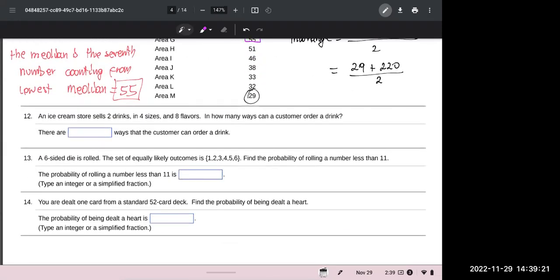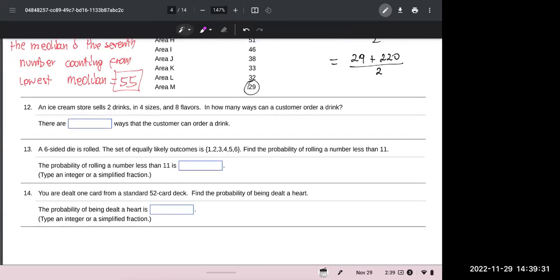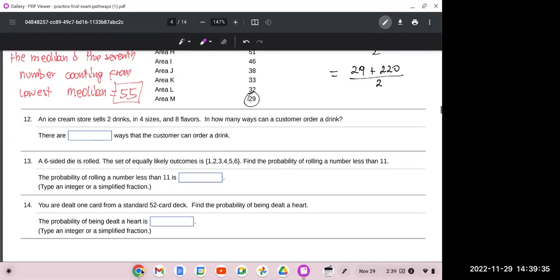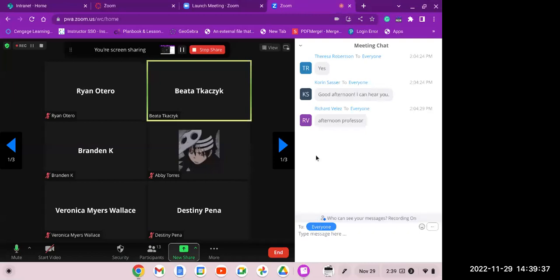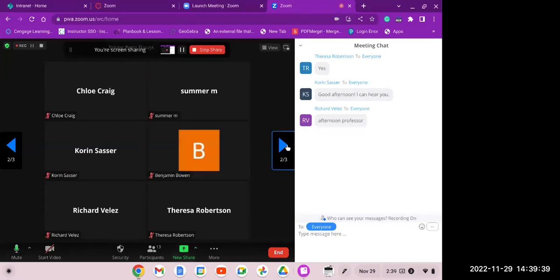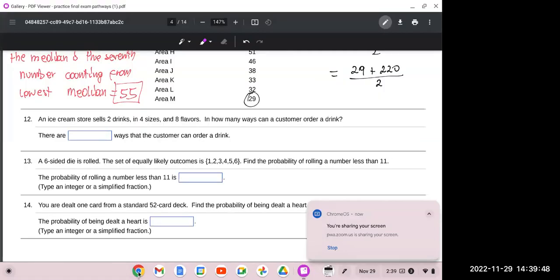Next problems, we're moving to probability, which is our unit module 4. Okay, hope that you guys doing well. I don't hear any questions. So let me just continue. Let me share that screen again. Okay.